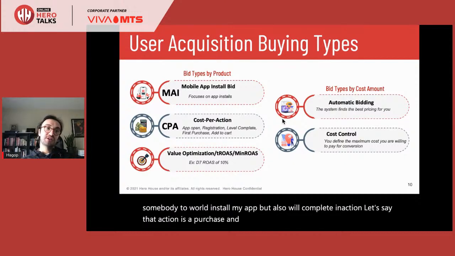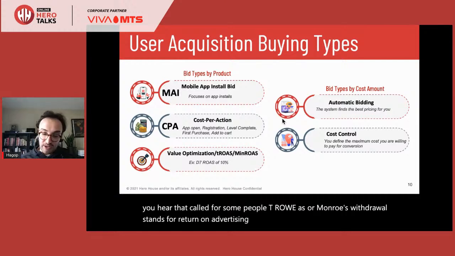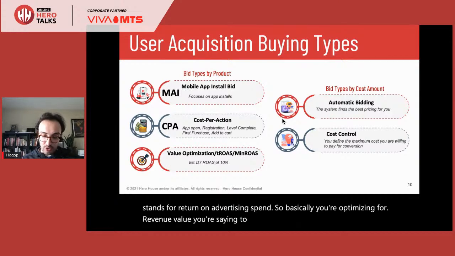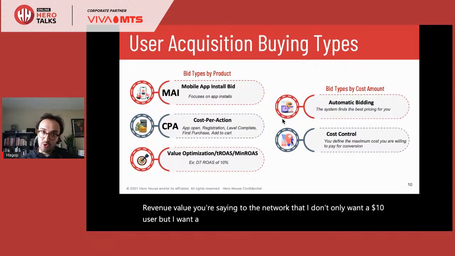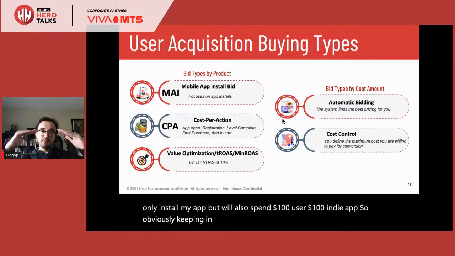And the last one is value optimization, or you hear it called TROAS or min ROAS, where ROAS stands for return on advertising spend. So basically, you're optimizing for revenue value. You're saying to the network, I don't only want a $10 user, but I want a $100 user. So go and find for me somebody who will not only install my app, but will also spend $100 in the app.